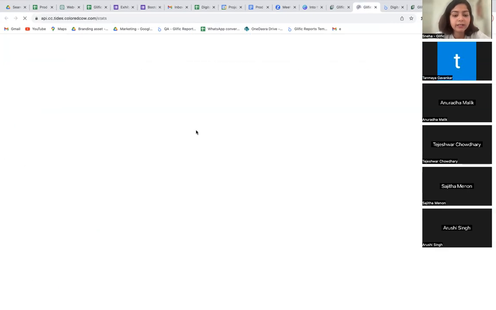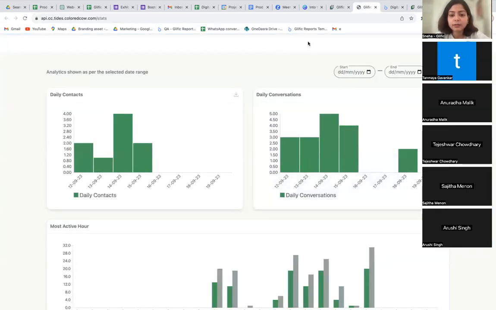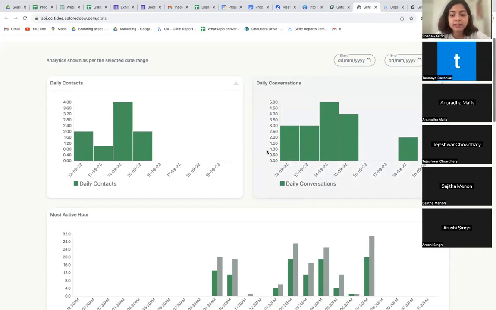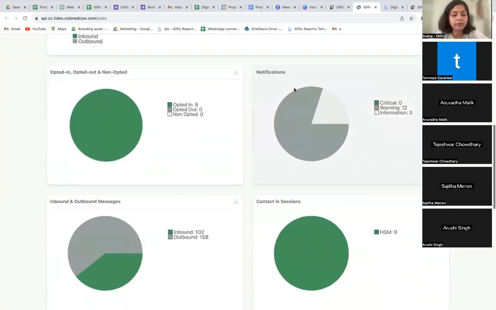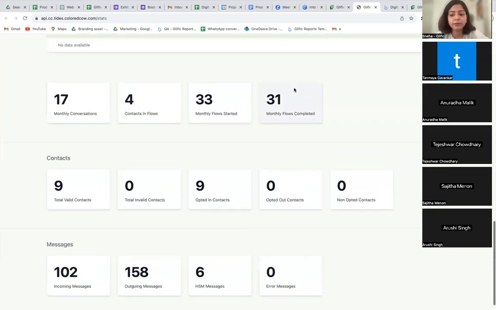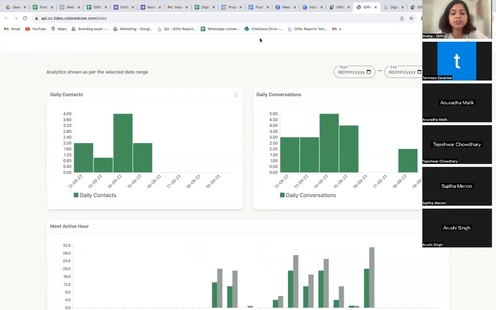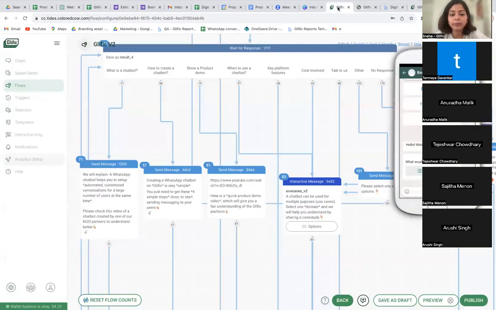There are also analytics available. I'll just share this. Yeah, there's also analytics available on the chatbot. These are basic analytics with respect to how many daily contacts, daily conversations, most active hours. This is just a very high-level overview. But if you want anything beyond this, which is more tailored to your program, or you want to see how many teachers have been trained this month, how many people were from this particular region, or this particular school, then you have to customize a Google Data Studio report. So that is something that happens.